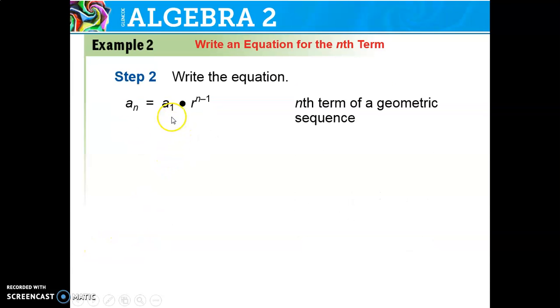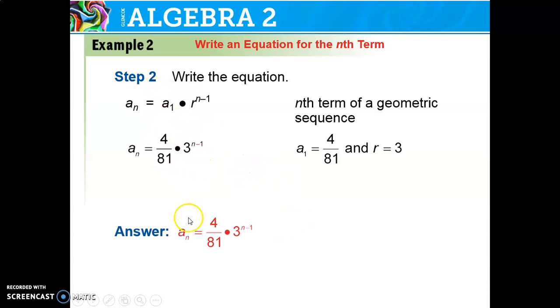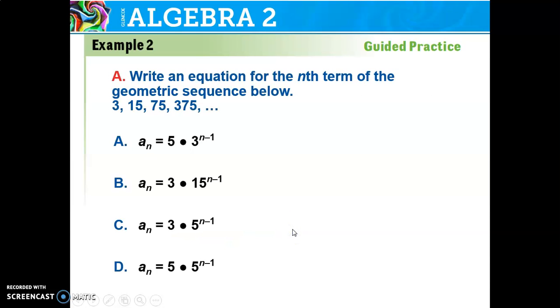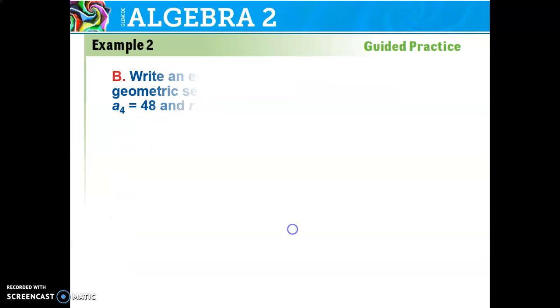So now we can write the equation. We know the first term is 4 over 81. We know the ratio is 3 to the n minus 1 power. And that's our formula. Even though it looks a little ugly, that will get us to that particular sequence. Okay, see if you can find this one. Letter C, first term is 3, ratio is 5.